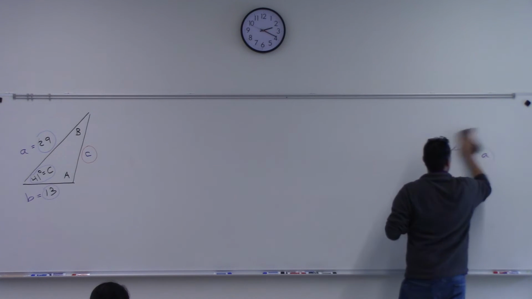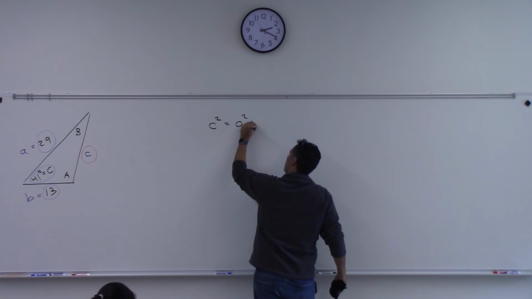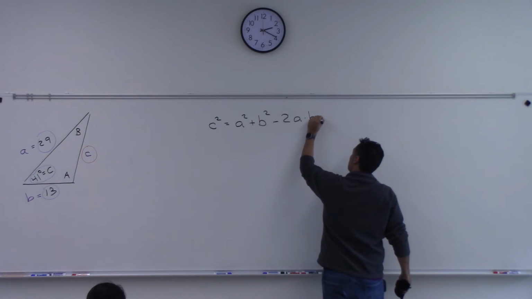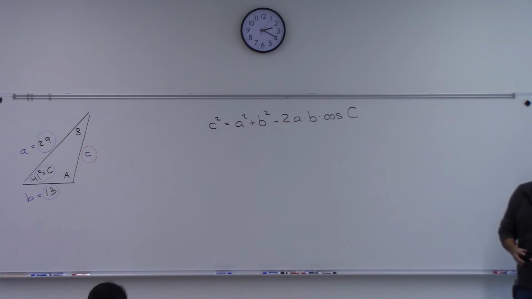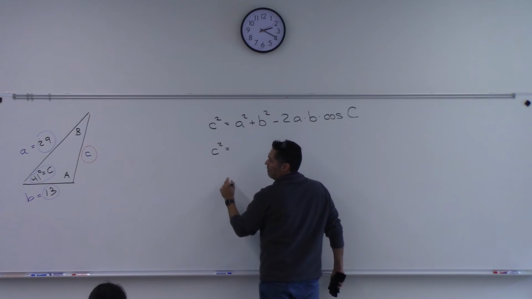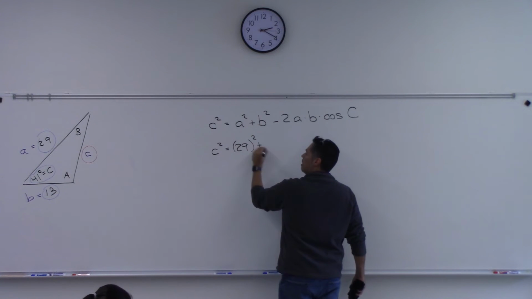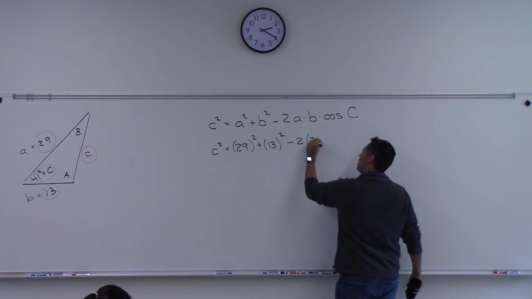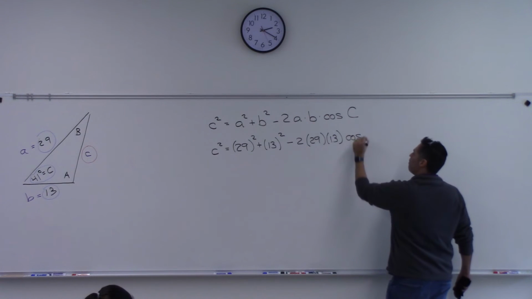And I'm going to write the formula down first. C squared equals A squared plus B squared minus 2A times B times cosine of capital C. So that means C squared equals, all right, A was 29, so 29 squared, plus B was 13 squared, minus 2 times 29 times 13 times cosine of 41 degrees.